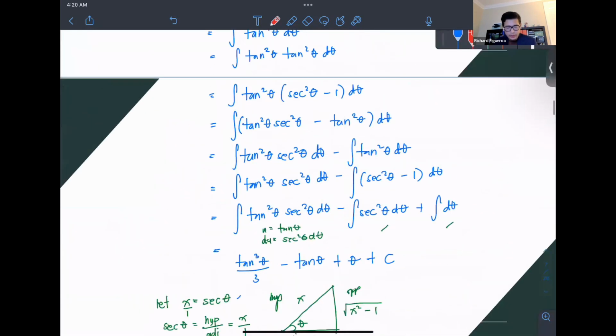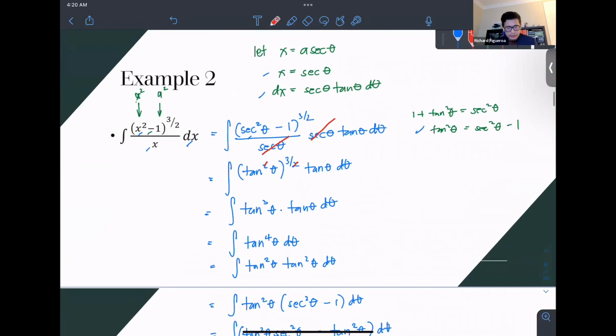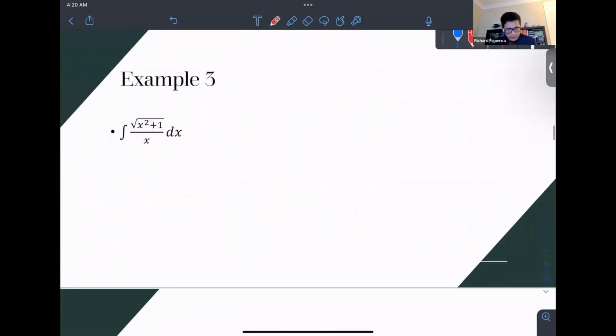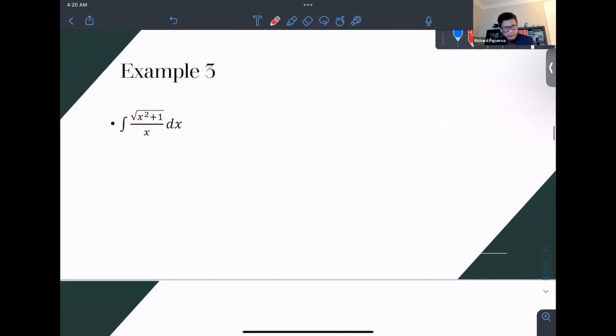So this one involves secant. Okay. So number 3, this time, so it's sum of x squared and 1. So 1 will be our a squared, x squared is x squared. So therefore, we're going to let x to be equivalent to a tangent theta. Then since a squared is 1, so a is still 1, square root of 1 is 1. So x will be tangent theta.